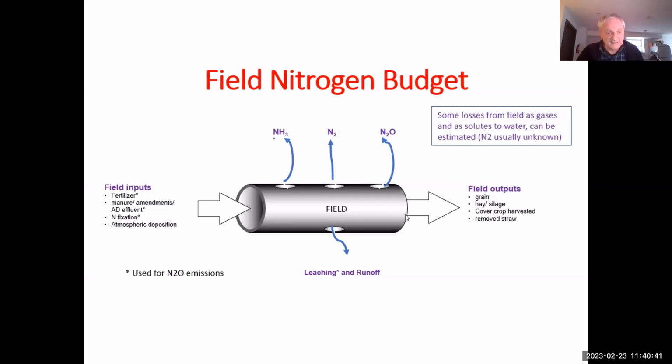A key element in all this is these, I don't know how well you can see it, but there's little asterisks: fertilizer, manure, effluent, nitrogen fixation. Those are the items that are used for emission factors. So if you have this information, then you can estimate ammonia, you can estimate nitrous oxide emissions according to the IPCC methodology. And if you apply the country-based emission factors or the regional-based emission factors, you'll do even better. And that will give you your nitrous oxide.